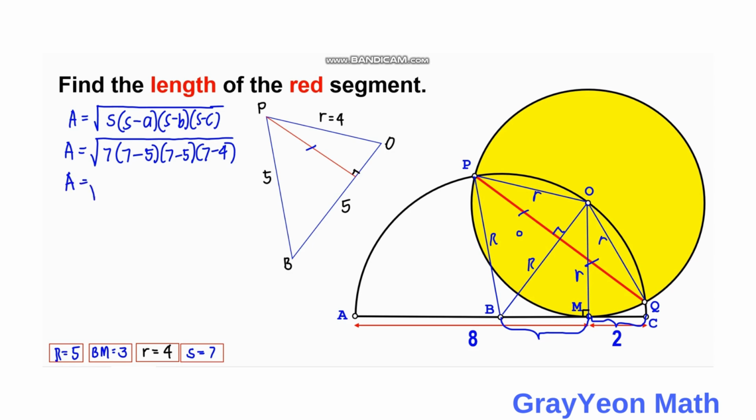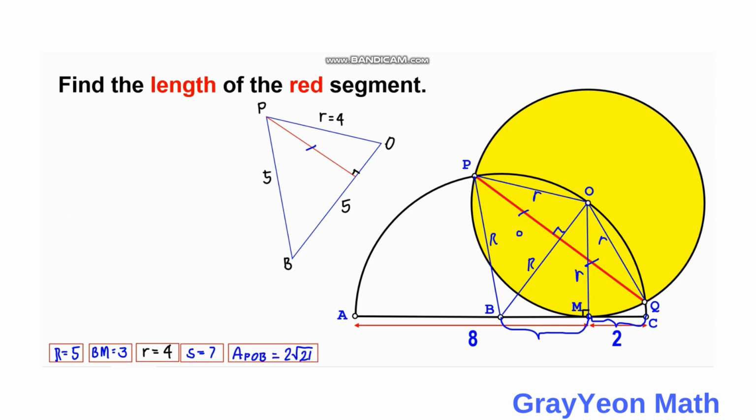So the area is the square root of 7 times 7 minus 5, which gives us 2, and 2 again, and 3. We can take this 2 out because it makes a perfect square, so 4. We can put this outside, so we have 2 times the square root of 7 times 3, which is 21. So that is the area of triangle POB, in square units.